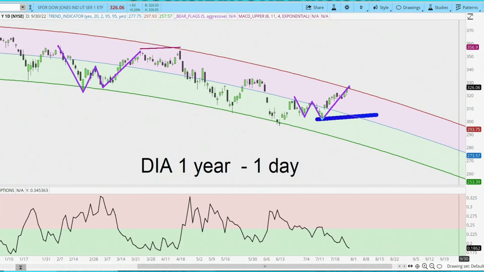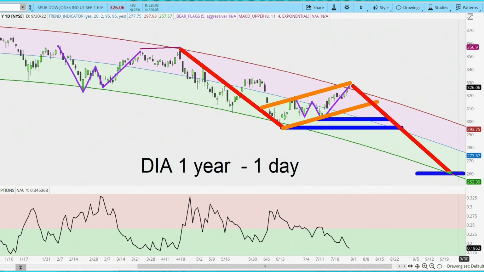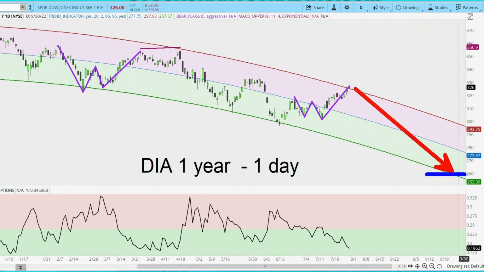So in closing, you could use this as a support level to take profits. You could use the flagpole duplication as a lower price to take profits, or you could use a bear put vertical spread. Obviously, you'd make the most amount of money if it went all the way down to this lower level, but that's the least in probability.